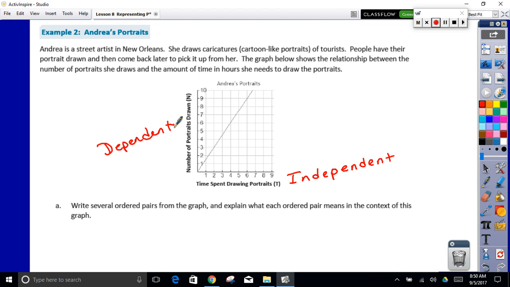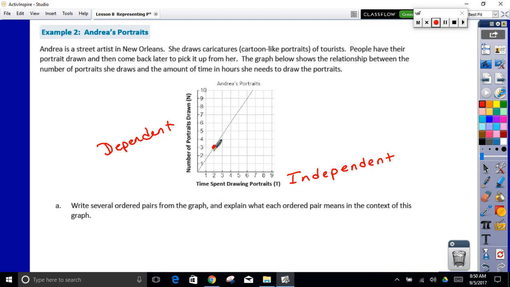Okay, part A says write several ordered pairs from the graph and explain what each ordered pair means in the context of this graph. So this question is a little tricky. You're going to pick an ordered pair represented by the line. So I'm going to look for a place where the line that's drawn actually crosses right in the center of the grid, because then it's easy to tell what the coordinates are. So I'm going to pick this point.